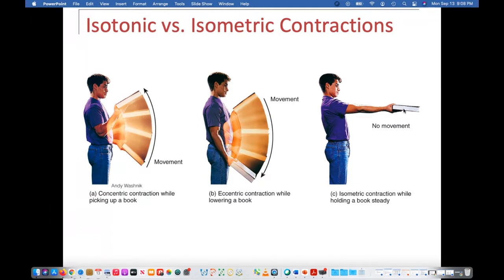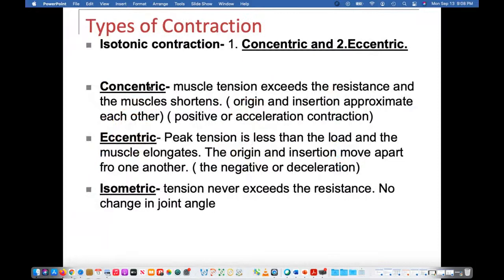And then here, if you're just holding the book straight out and these muscles are in contraction, the term contraction literally just means that there is tension being generated in the muscle. You can have tension when a muscle is shortening, concentric. You can have tension when a muscle is elongating, eccentric. And you can have tension when there's no change in the joint angle, then it's isometric. So we have concentric, eccentric, and isometric.